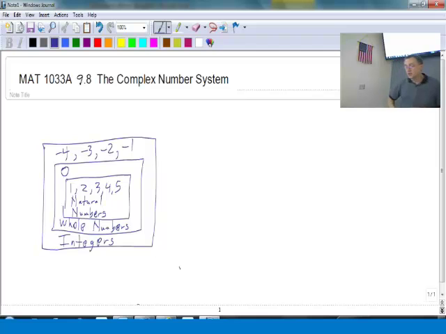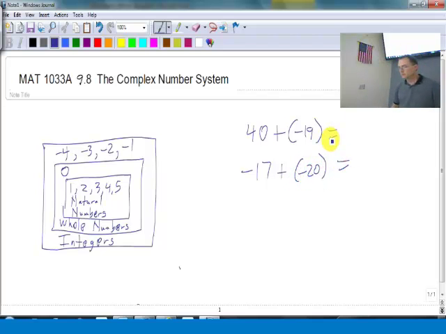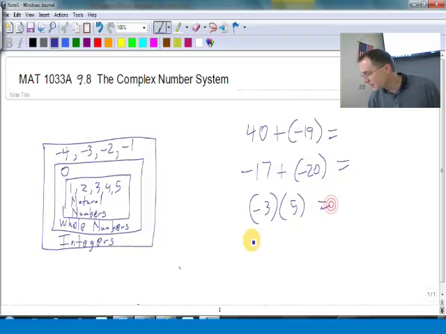And the set of integers, adding those negatives, is nice because not only can we add, and we need to check this, 40 plus negative 19, whatever that is, when we add two integers, we're guaranteed the answer is going to be an integer. Even something like negative 17 plus negative 20, we're guaranteed that's going to be an integer. So we can continue to add integers. Can we multiply? Well, we have rules for multiplying, whether it's a negative times a positive, or a negative times a negative, or even a positive times a positive.